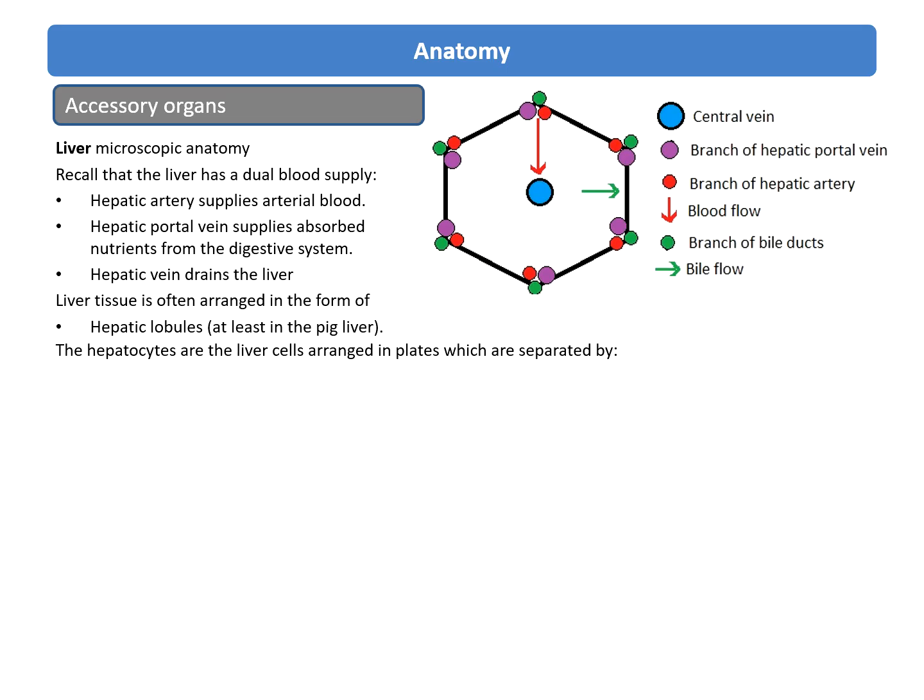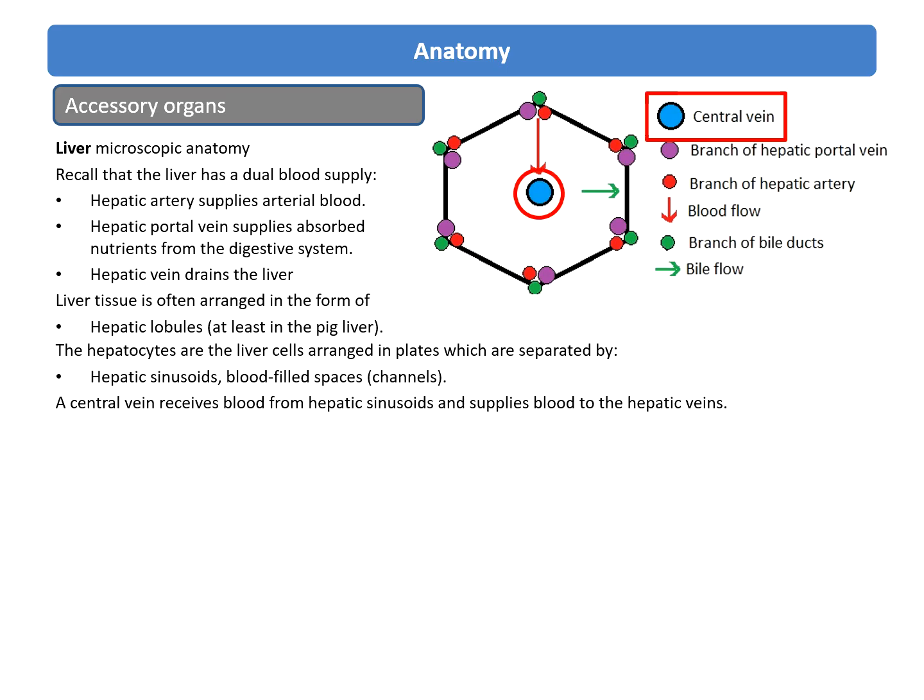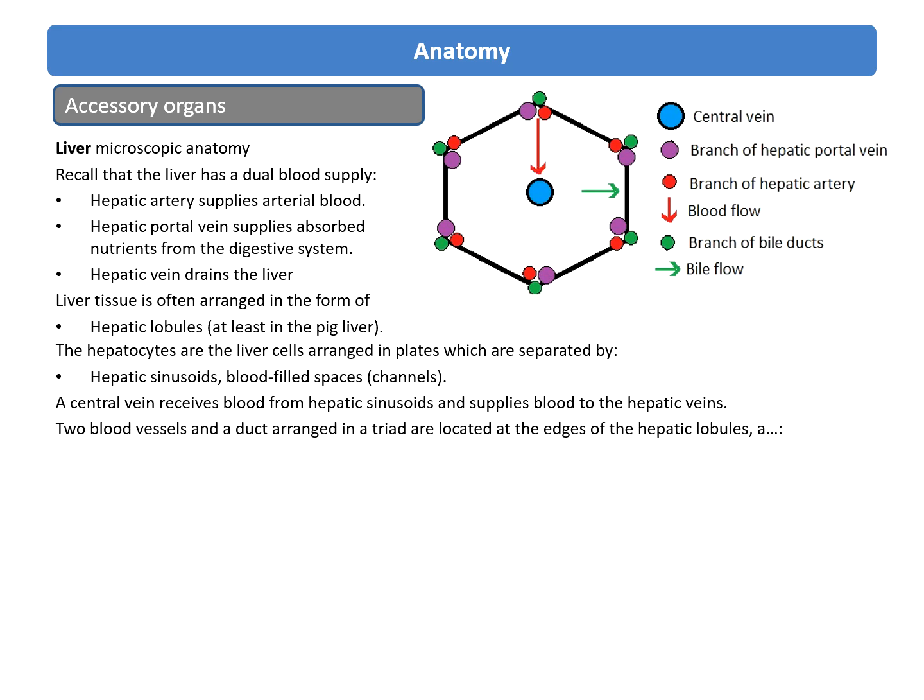Hepatocytes are the liver cells. They're arranged in plates, which are separated by hepatic sinusoids. These are blood-filled spaces or channels. A central vein in the middle of the lobule receives blood from the hepatic sinusoids and supplies blood to the hepatic veins, which then exits the liver.